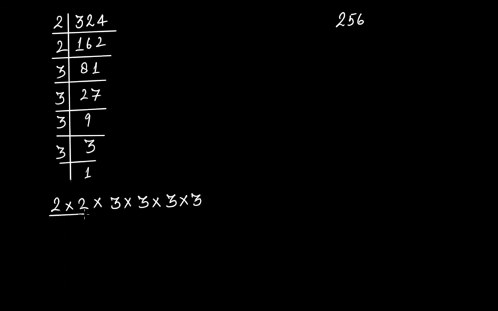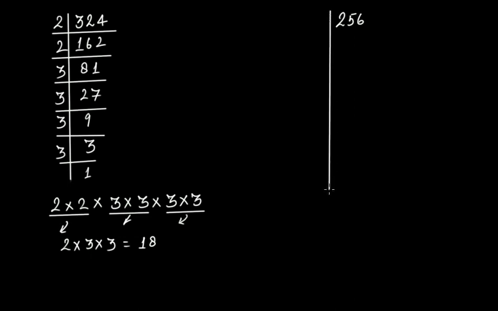This is one pair, another pair, and another pair. So 2 from here, 1 3 from here, and another 3 from this pair. So 2 times 3 is 6 times 3 is 18. 18 is the square root of 324.